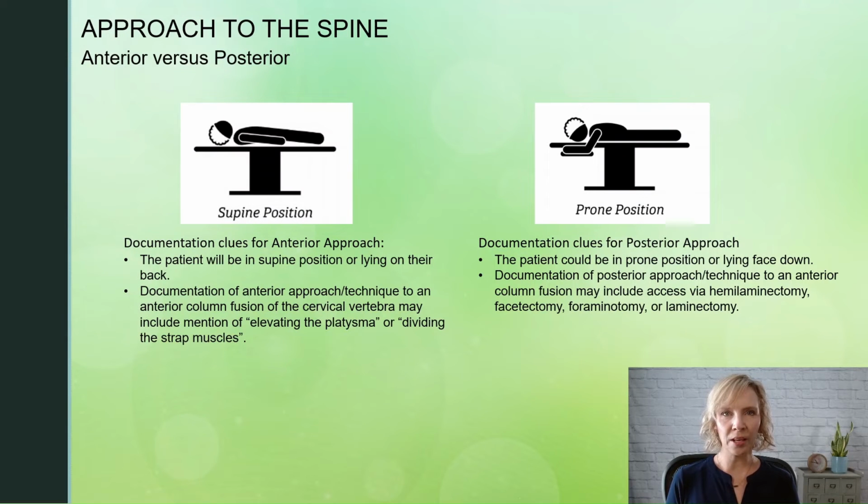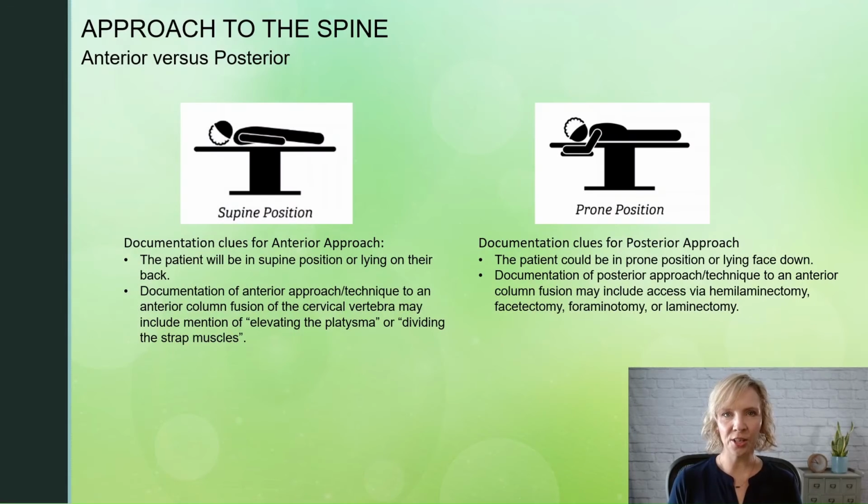When coding a 360-degree fusion, you'll need to determine the approach that was used to access the spine. One of the best ways to do this is by determining how the patient was positioned during the procedure. The spine can be accessed through either an anterior approach, which involves entering through the front of the body with the patient lying supine, meaning face up, or a posterior approach where the entry is made through the back of the body with the patient positioned prone, meaning face down.